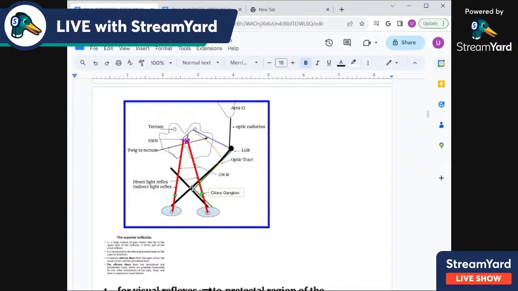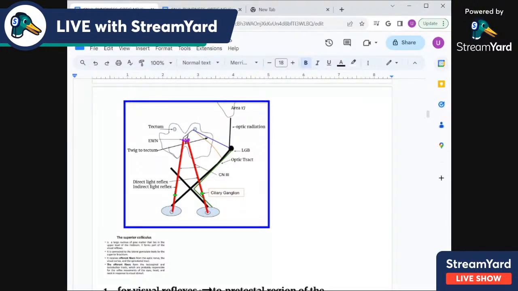So pupillary light reflex: light thrown here, the optic nerve carries it as a sensory signal to the midbrain, bilaterally to the Edinger-Westphal nucleus, and then through the oculomotor nerve, passing through the ciliary ganglion to the pupillary constrictors, causing pupillary constriction in both eyes. So this is the normal pupillary light reflex.